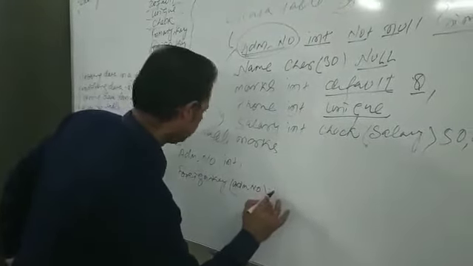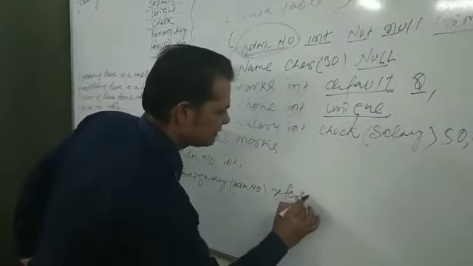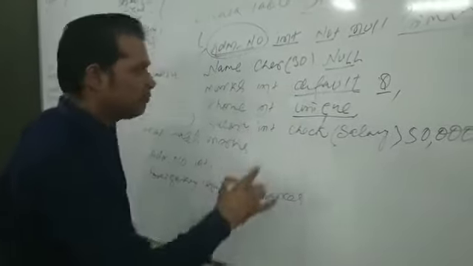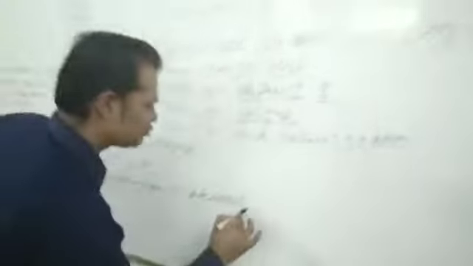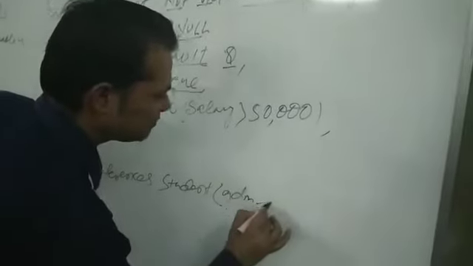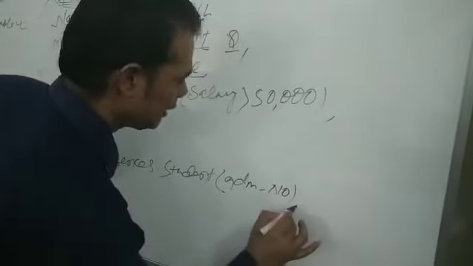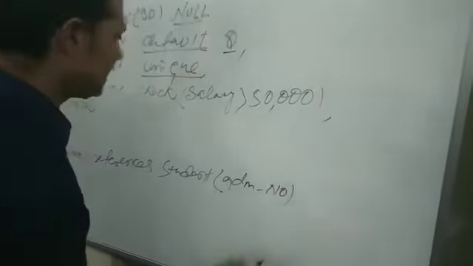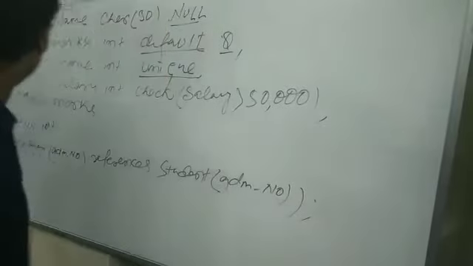Then you have to mention the references, the primary table name, in our example it is student, and then you have to mention the field name again, that is admission number. Bracket close, or if you don't want to create another field, just close the bracket and put the semicolon.